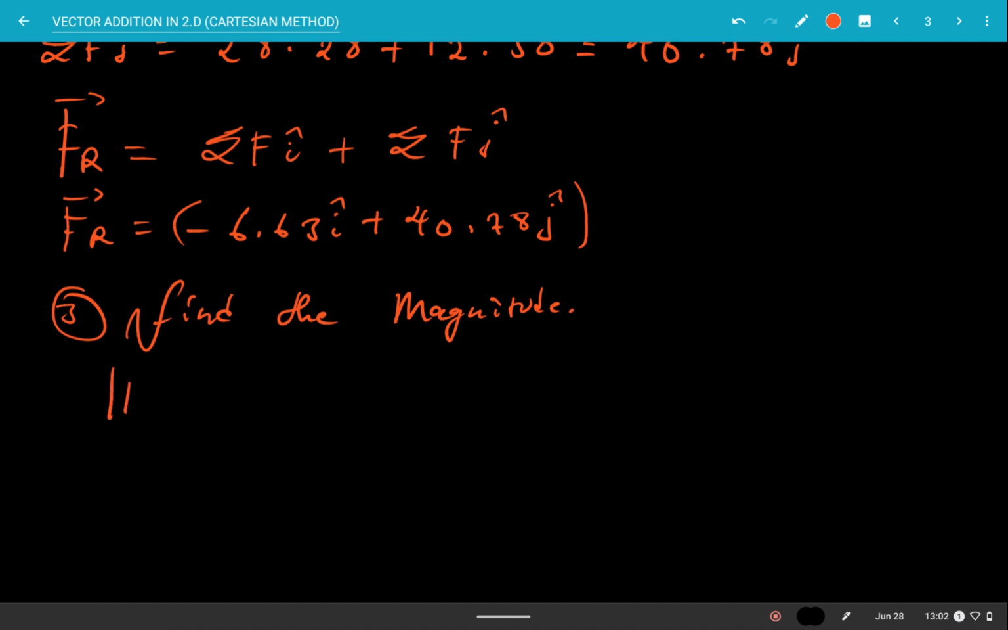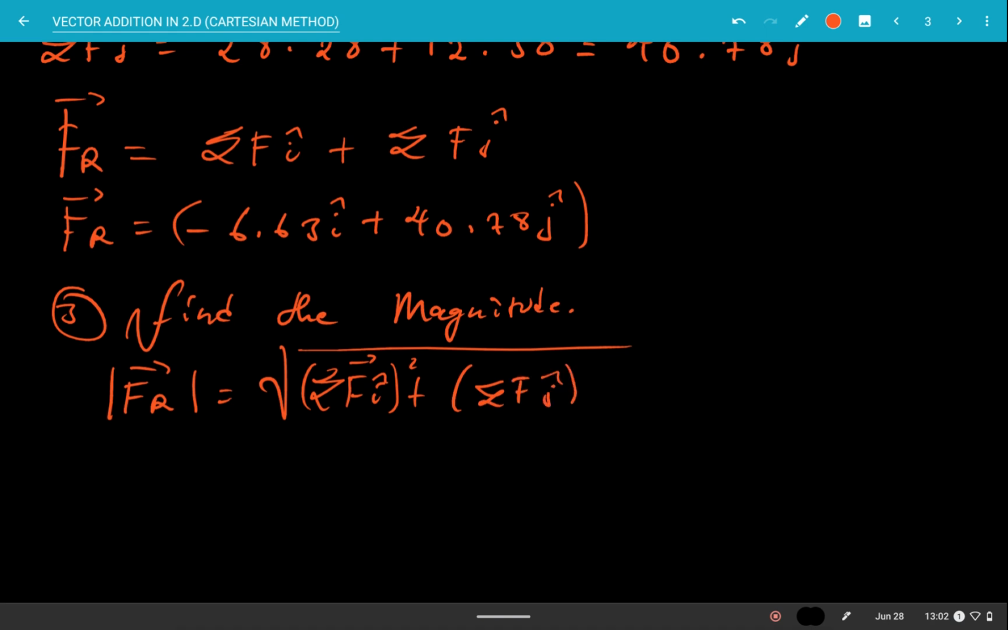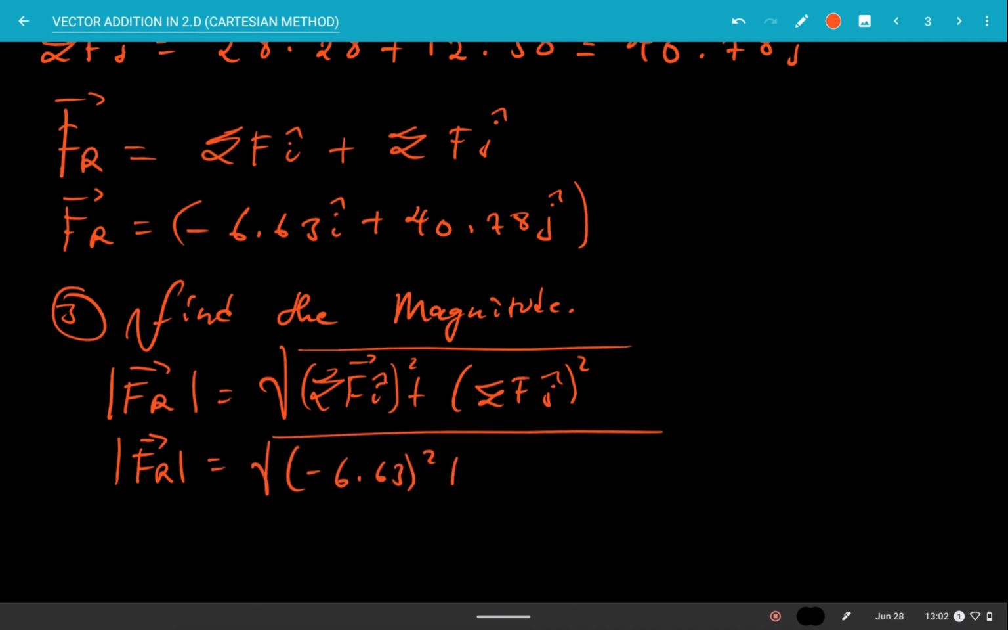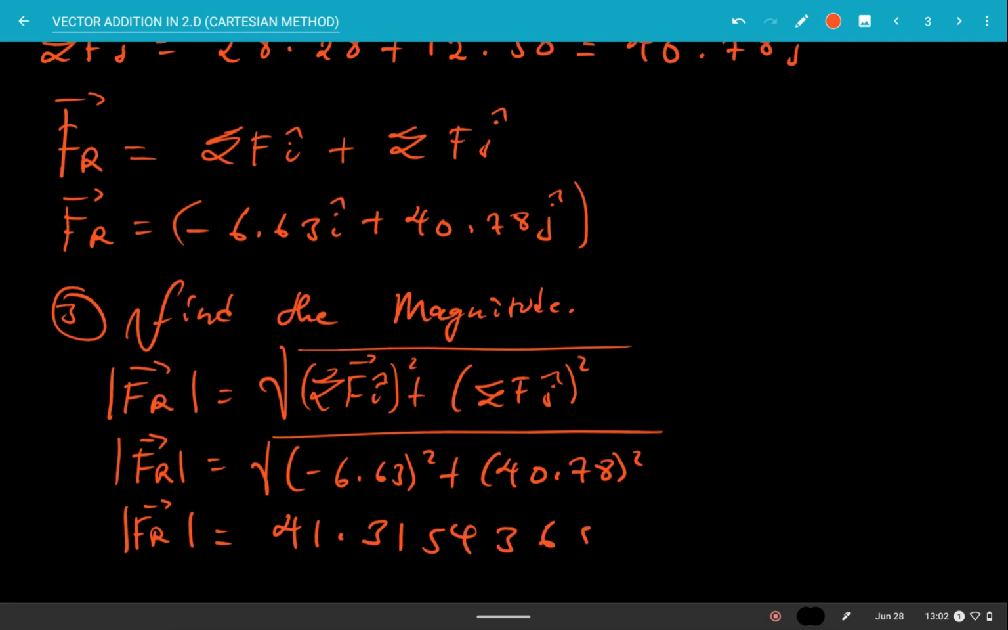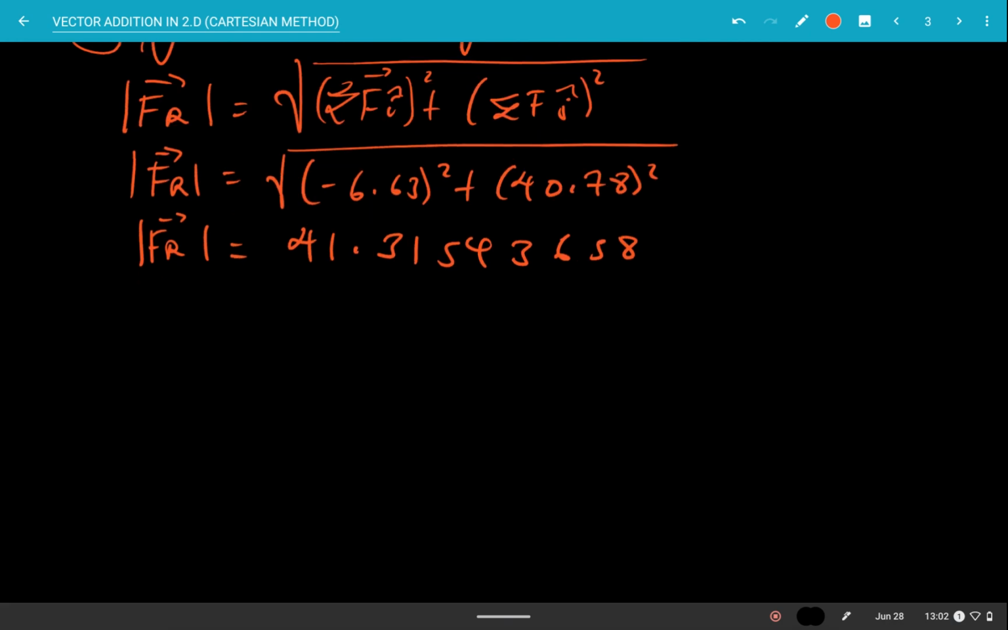So finding the magnitude, remember, it will be in this manner. The root of the sum of the forces in the I, that's going to be squared, plus the sum of the forces in the J, and that's going to be squared. So the resultant will basically be minus 6.63 squared plus 40.78 squared. If you do your computation rightly, you'd find that this will come out to be 41.31543658.